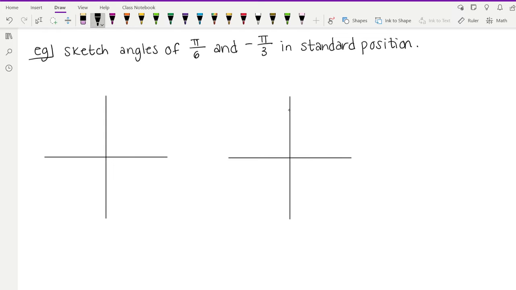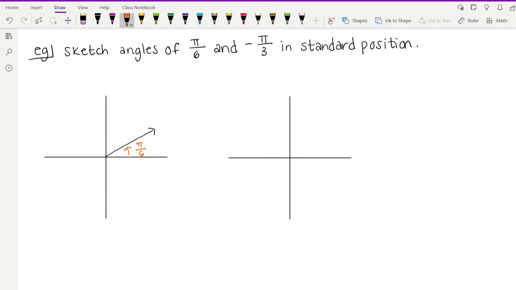And so if we wanted to sketch this angle, we talked about in our last video how 30 is 1/3 of 90. So it should look something like this. And we would just say, okay, here's our angle. This is pi over 6 radians. That's it.